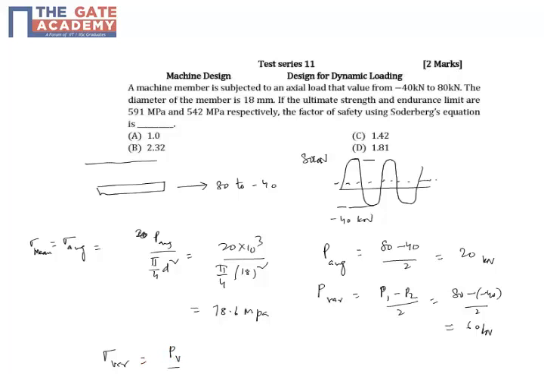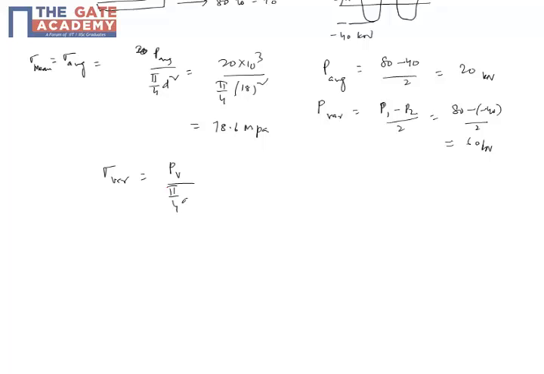And the variable stress is P variable by pi by 4 d square. So you take the variable component of the load and divide by the area. The variable component of the load is 60 kilonewtons by pi by 4 d square, which is 18 square. So 3 times of what you get there, 235.6 MPa. Actually 235.8, in fact, you take the 3 times, you get this.